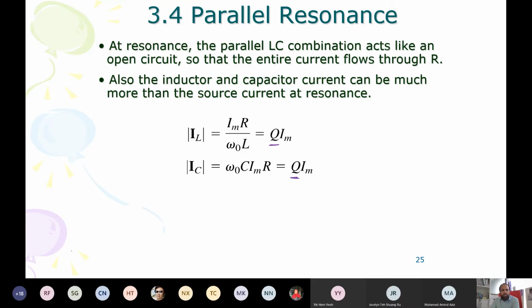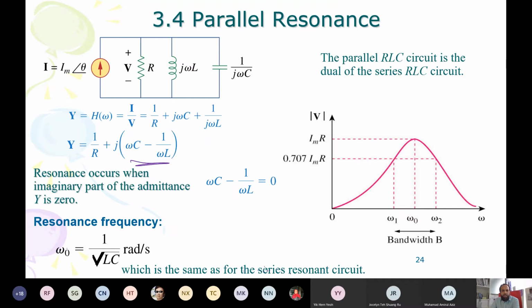At resonance, the parallel LC combination acts like an open circuit so that the entire current flows through R. So if you go for the RLC circuit, this is open circuit and all the current goes through here. So if you go for the previous one, the series one, we go to the series one.